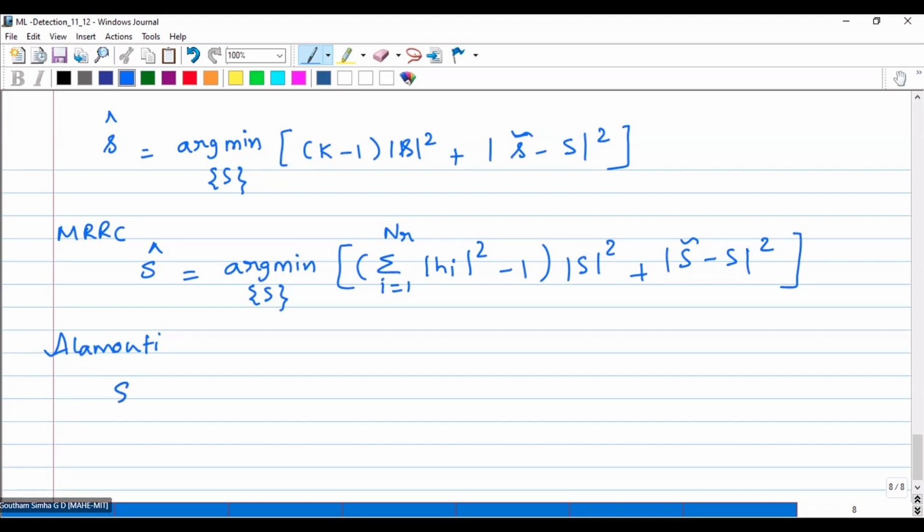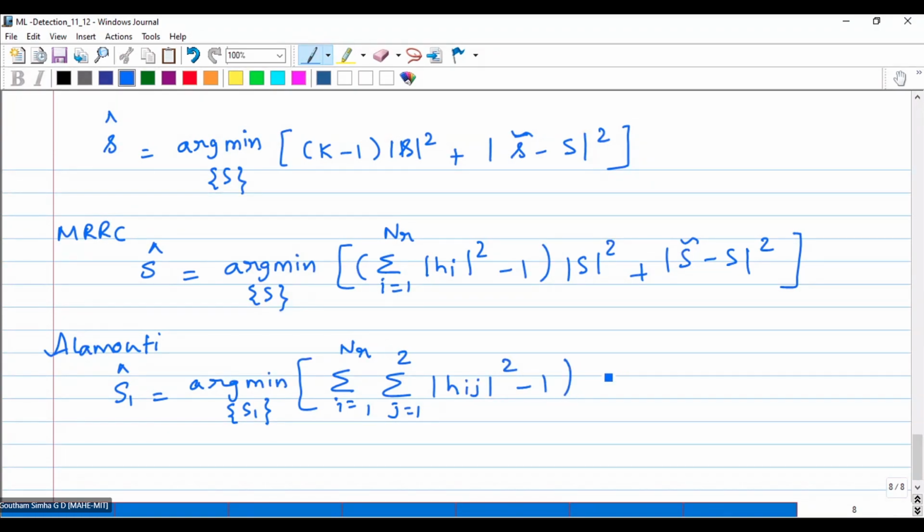In case of the Alamouti scheme, first I have to estimate S1, that becomes S1 tilde. So S1 tilde, how do you detect this? This becomes S1 cap, that is argmin, given S1 was radiated at time interval T1, summation i equal to 1 to NR, summation j equal to 1 to 2, of Hij over 2 time slots. You have to remember that 2 time slots. This is the only thing which gets added over here.